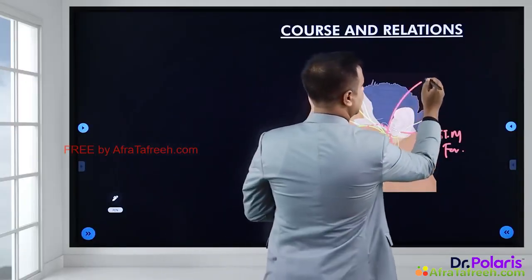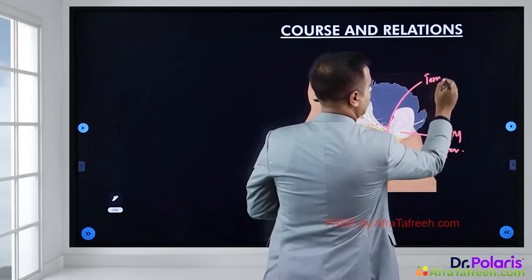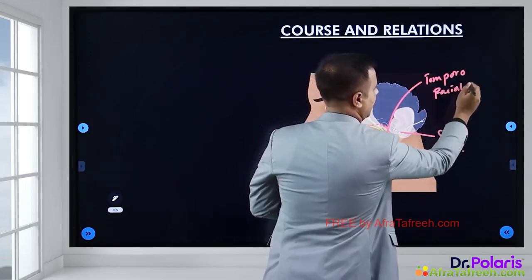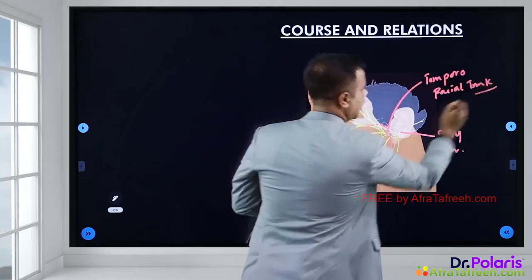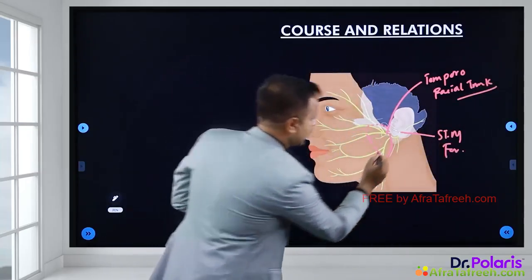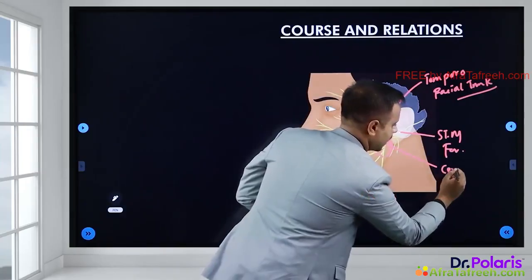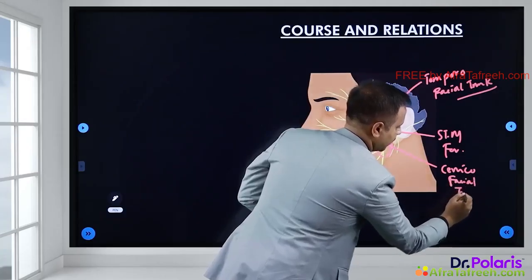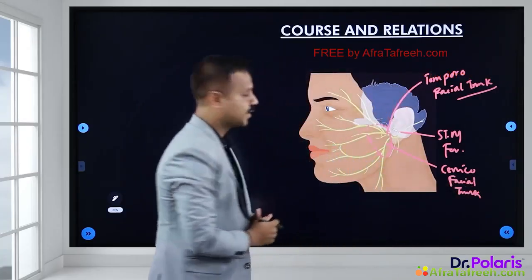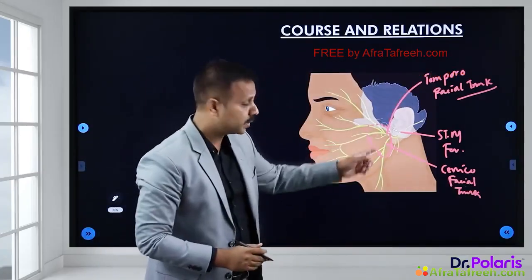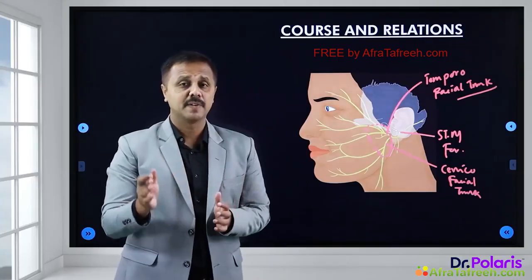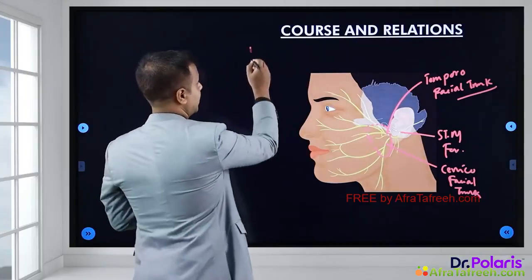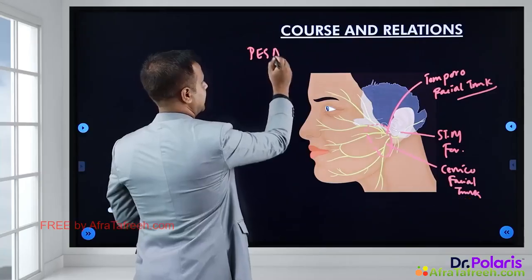As we can see, this is described as the temporofacial trunk. Right? That is the temporofacial trunk, and this is referred to as the cervicofacial trunk. Cervicofacial trunk. After this, both the trunks will give plenty of branches which will anastomose and form a plexus, and that plexus is what we refer to as pes anserinus.